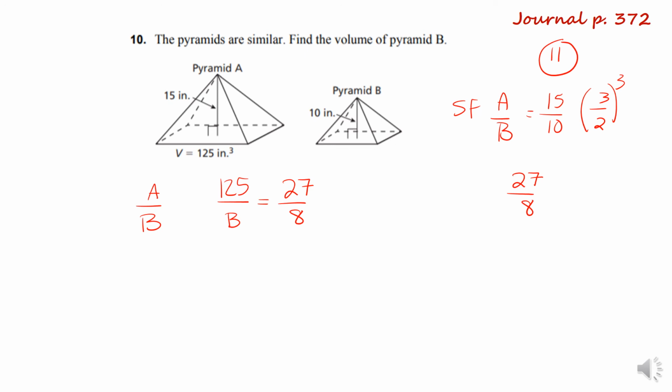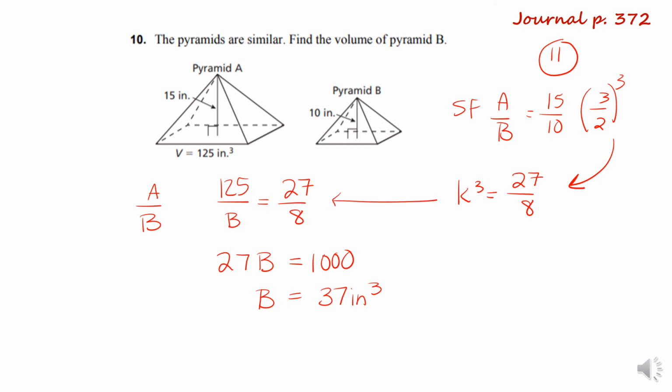Now I'm going to cross multiply, and I get 27B, that's the volume of B, equals 1,000. So we divide both sides by 27, and B is approximately 37 inches cubed. So there you go. Remembering to cube the ratio, your scale factor, before you set it equal to this is crucial.